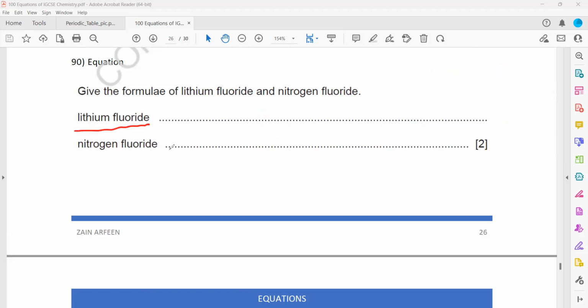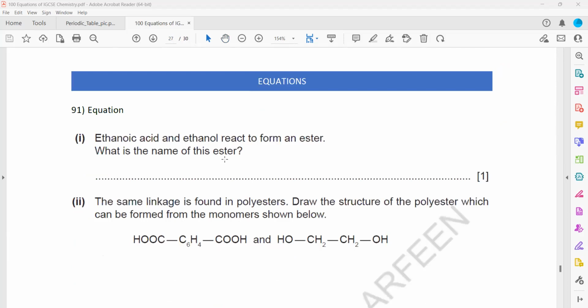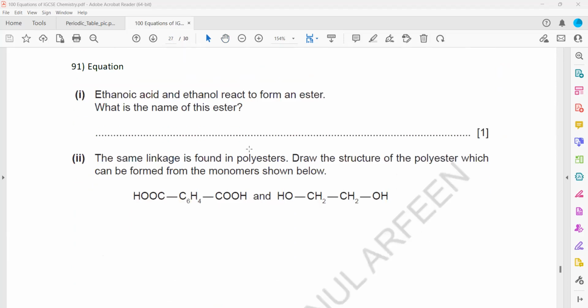And lithium fluoride will be an ionic compound. Nitrogen fluoride will be a covalent compound. Ethanoic acid and ethanol react to form an ester. What is the ester produced by this? So the first name is from the alcohol and the second name is from the acid. So it will be ethyl ethanoate.